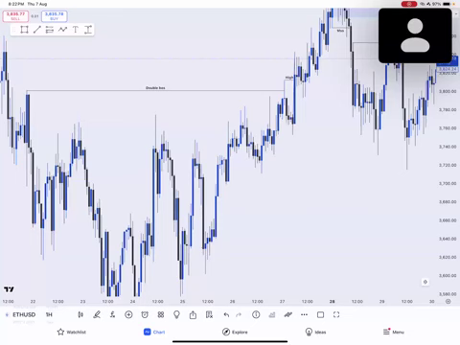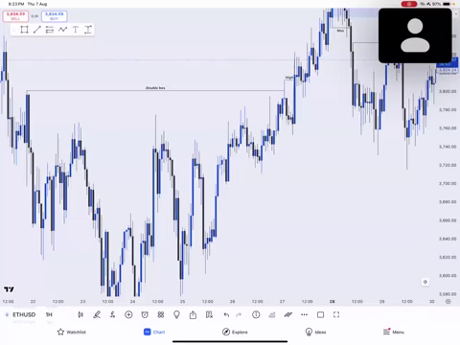So when it comes to picking POIs, your breaker blocks work mostly hand in hand with break of structures. Then the market structure shift mostly works hand in hand with your other blocks. But it does not really matter whichever one you see. There are rules in picking a point of interest. So whichever one that price gives you, you can use that.